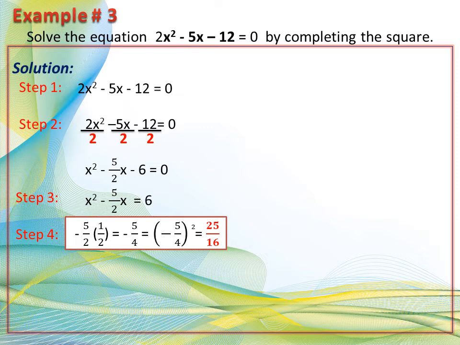Negative times positive, that is negative, automatic. Alam mo na kagad yun. So, 5 times 1, that is 5. Then, 2 times 4, that is 2 times 2, that is 4. So, negative 5/4 na tayo.